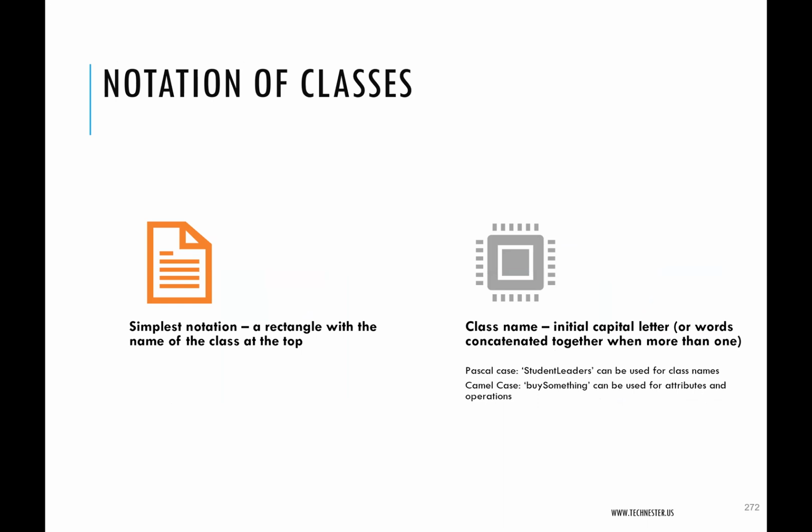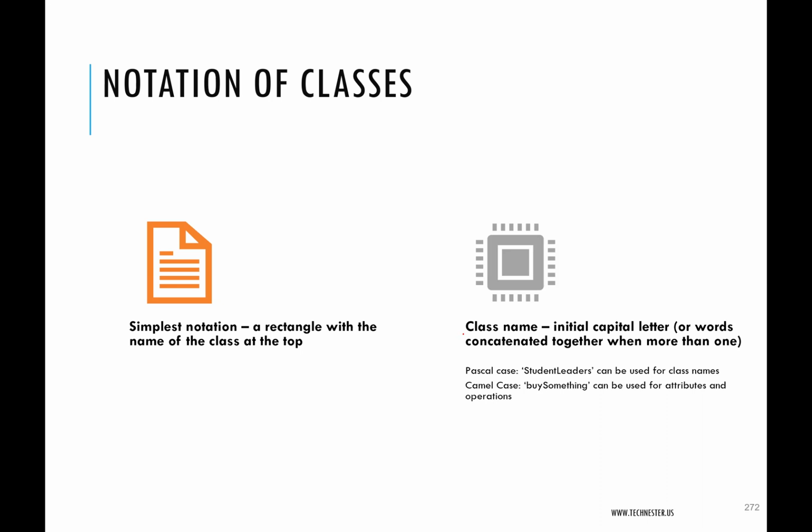So let's look at the notation of our class diagram. A class diagram is represented by a rectangle with the name of the class at the top. So let me first talk about how we write the class name for a class diagram.